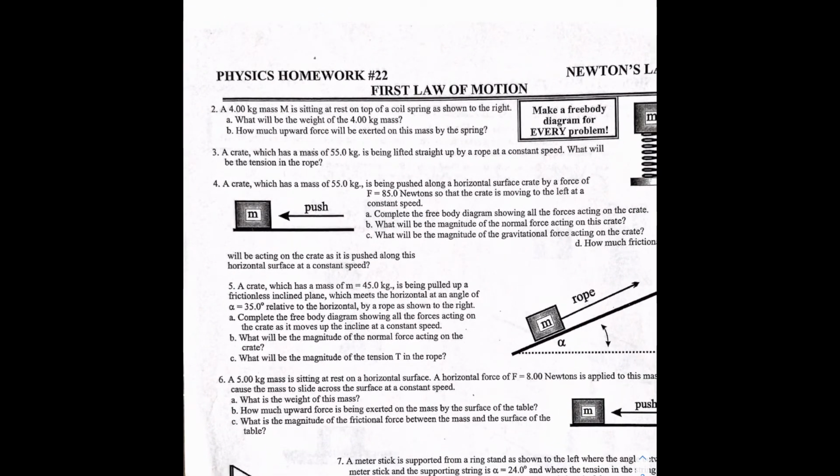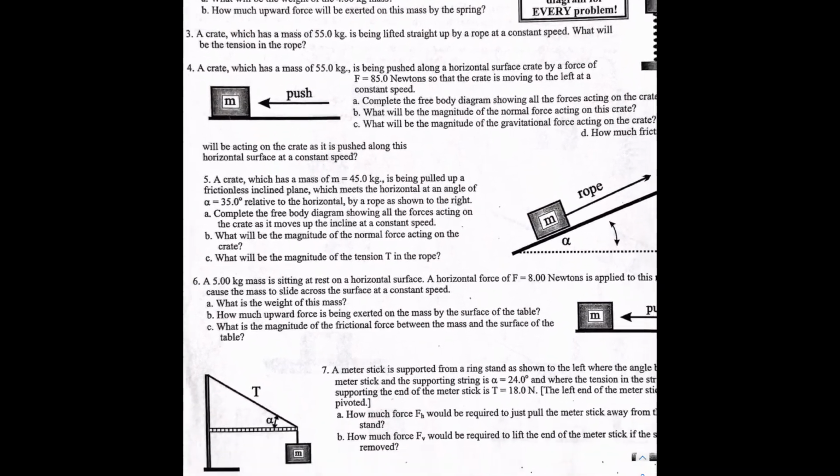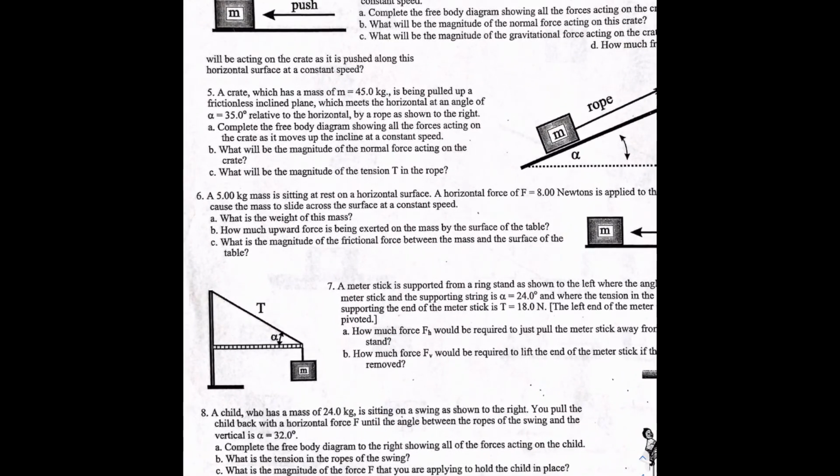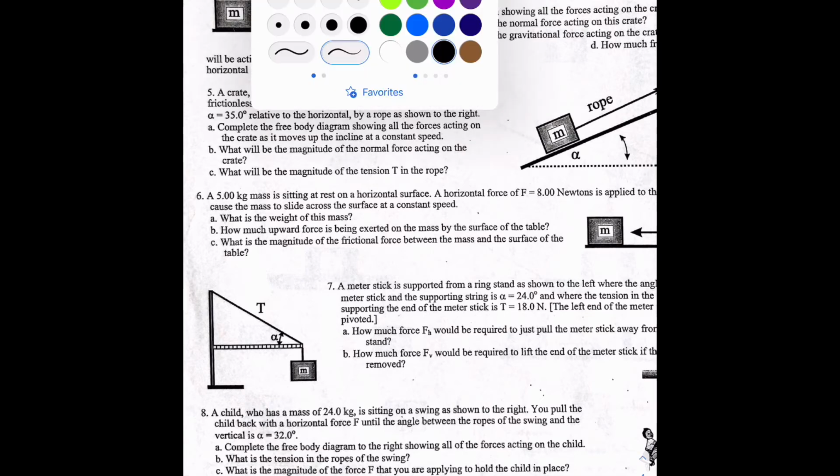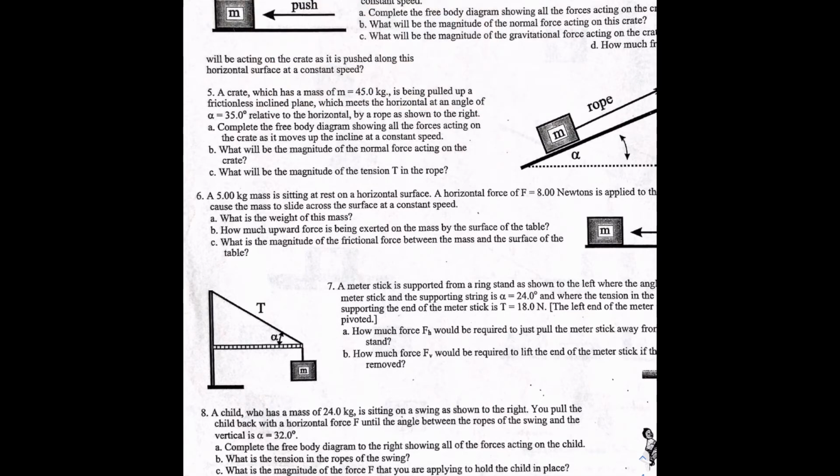Problem 4 says a crate which has a mass of 55 kilograms is being pushed along a horizontal surface. Let me read that one more time. A crate which has a mass of 55 kilograms is being pushed along a horizontal surface crate. It looks to me like that's a typo. That word crate shouldn't be there a second time. This is awkward to read. So let's read it again.